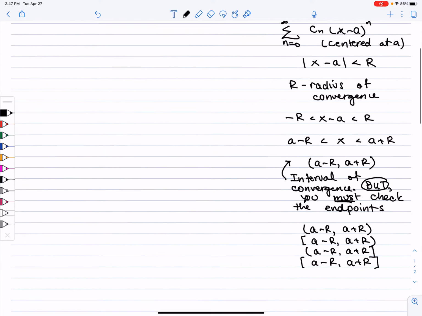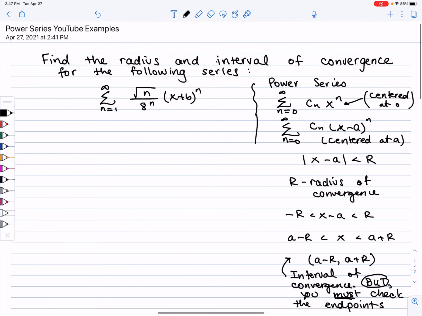Okay. So let's go back to the original problem. What we're going to do is ask ourselves, for what values of x does this series converge? So in order for us to find the radius and the interval of convergence, we're going to use, in this case, the ratio test and see for what values of x does this series converge.